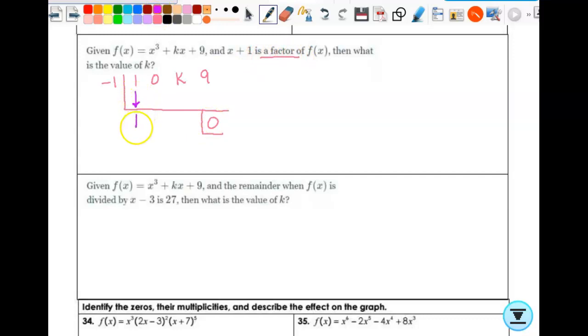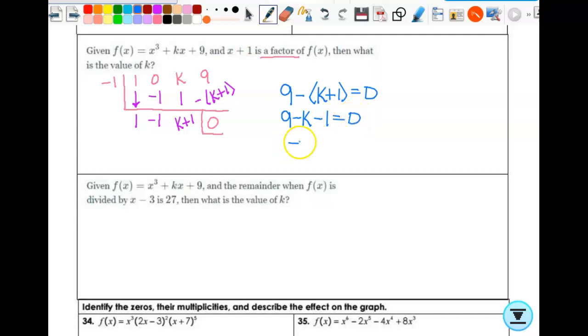All right, so I bring down my 1. And this is -1, -1. This is 1. So this is k plus 1, multiplied by a -1, so I'd have negative times k plus 1, which means that when I go to solve this, 9 minus k plus 1 equals 0. Oh, hang on, I wrote that wrong. Back it up. 9 minus the quantity k plus 1. There's parentheses there, I missed them. Right, so I need to distribute my negative, so this is 9 minus k minus 1 equals 0. So that's -k plus 8 equals 0. So 8 equals k, which means k equals 8.